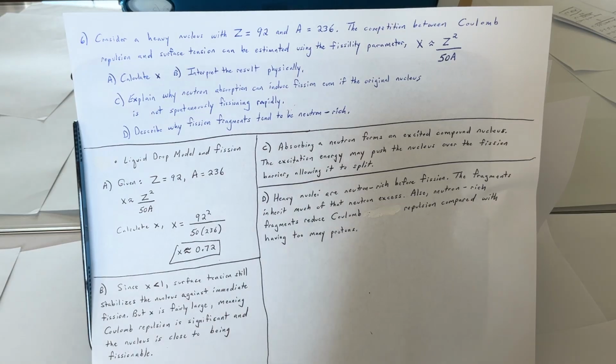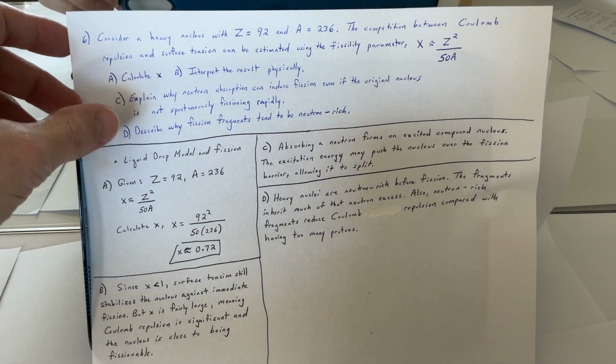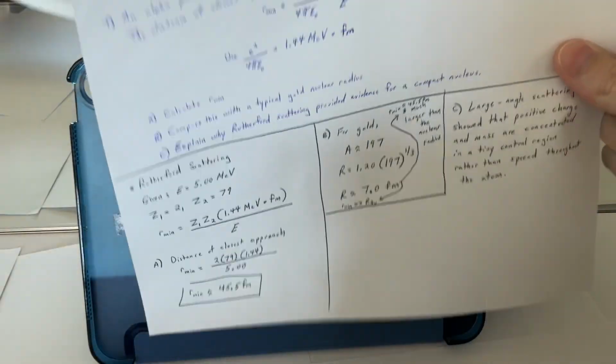So here's part D. Heavy nuclei are neutron rich before the fission. The fragments inherit much of that neutron excess. Also, neutron-rich fragments reduce Coulomb repulsion compared with having too many protons. So there's part D, and that's all for 6. We can move along now to 7.